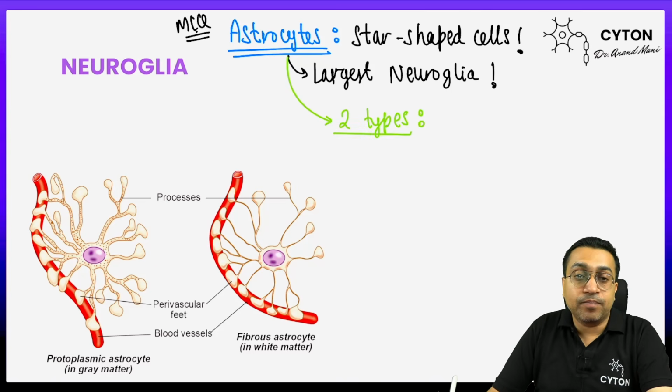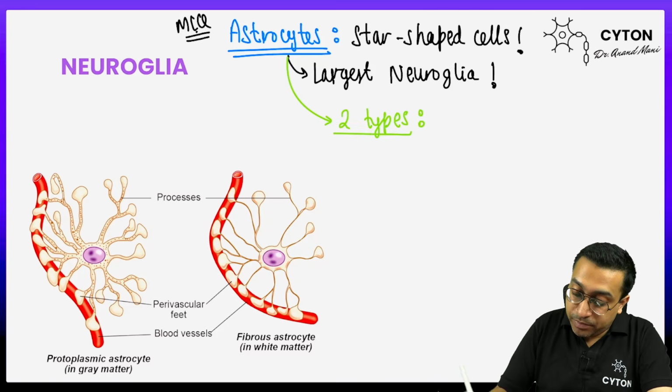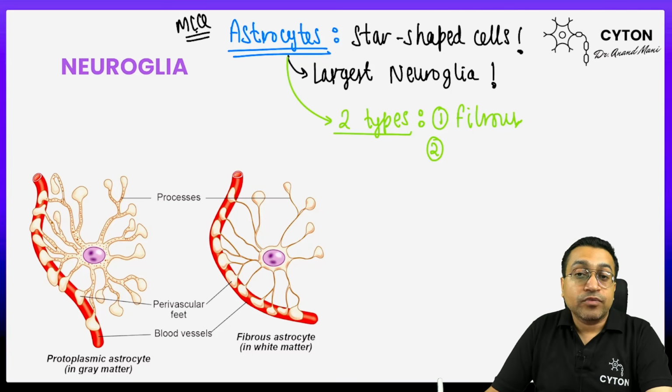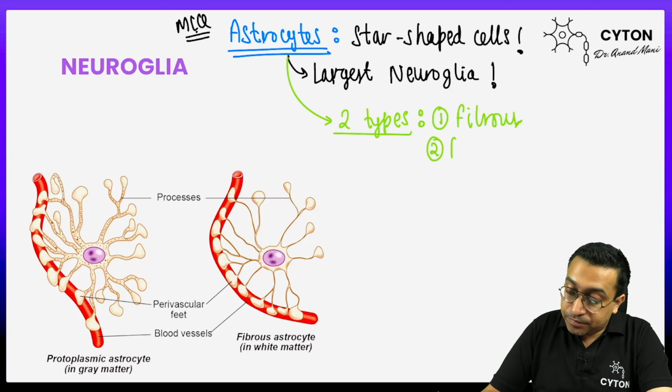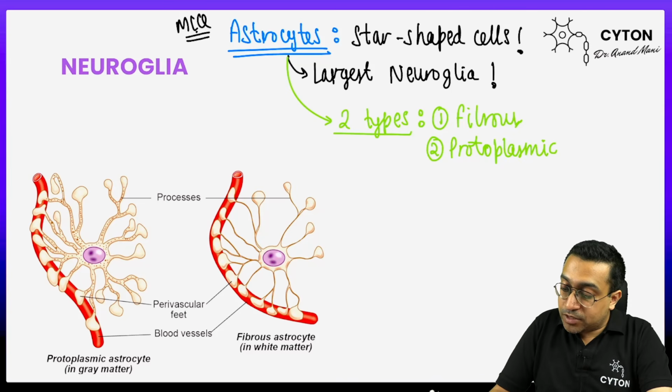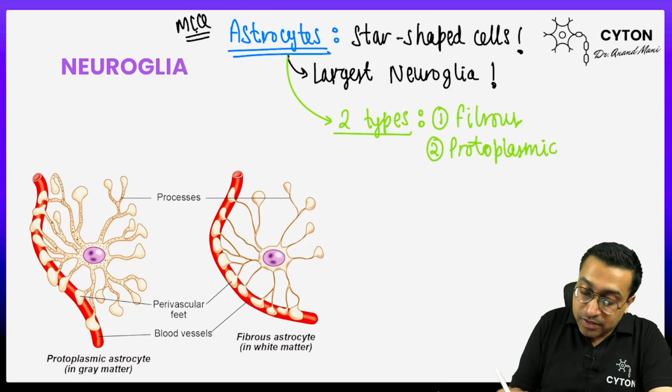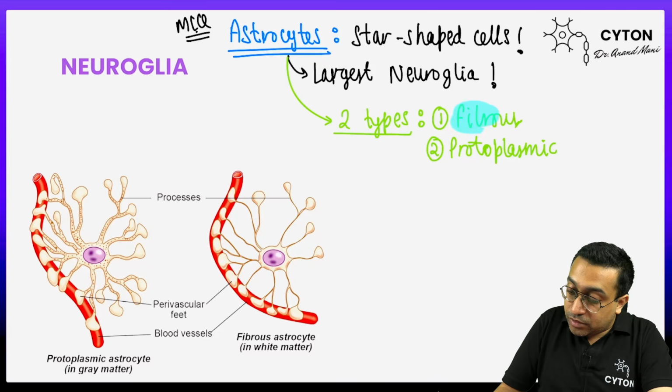Okay. The first one is the fibrous astrocyte. Number 2, we have the protoplasmic. Fibrous and protoplasmic astrocytes. Okay. So now fibrous, as you can see in this photo also, let me highlight. Now the fibrous one. Okay.